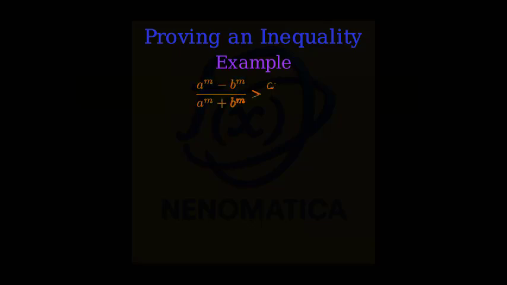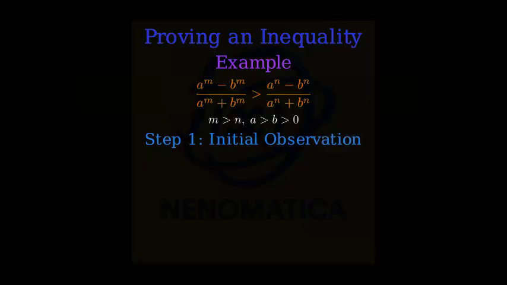The fraction (a to the m minus b to the m) over (a to the m plus b to the m) is greater than the fraction (a to the n minus b to the n) over (a to the n plus b to the n). Given that m is greater than n, n is greater than 0, and both a and b are positive, let's begin our proof. The first step is to make an observation based on our conditions.